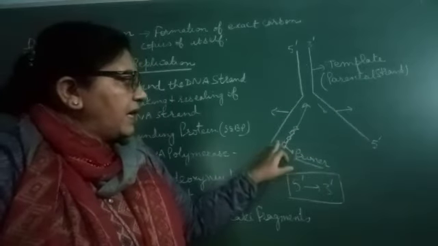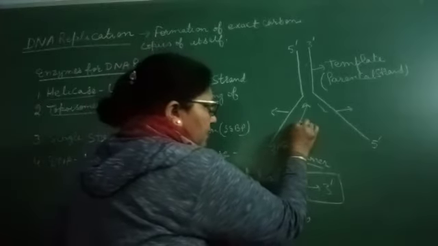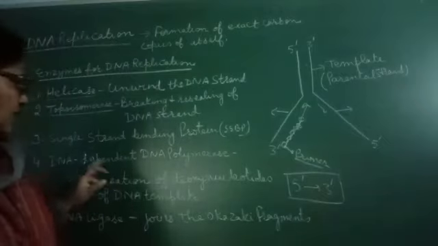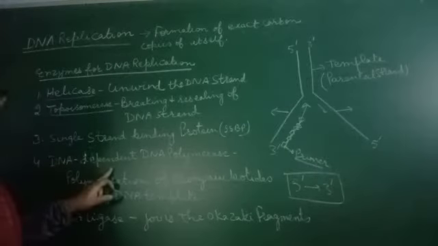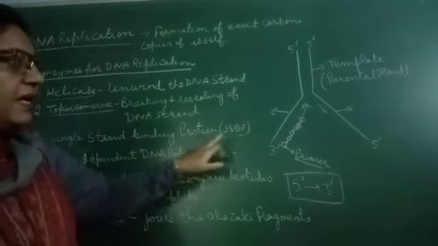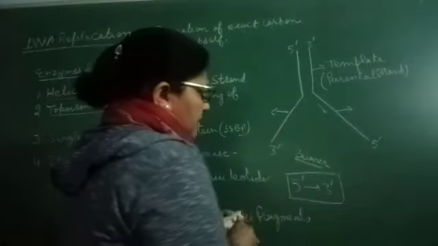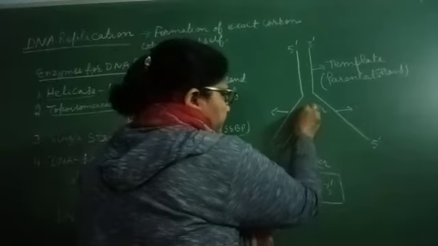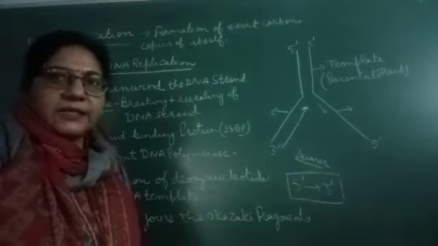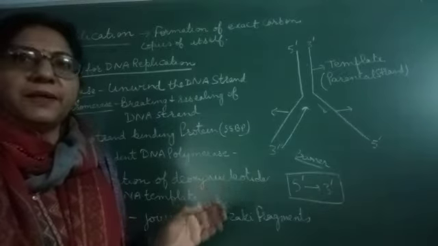So they will form the deoxynucleotide, and the polymerization of these deoxynucleotides is with the help of a DNA dependent DNA polymerase enzyme. Is it clear? So they will form a continuous strand this way, and deoxynucleotides may be adenine, guanine, cytosine, or thymine.